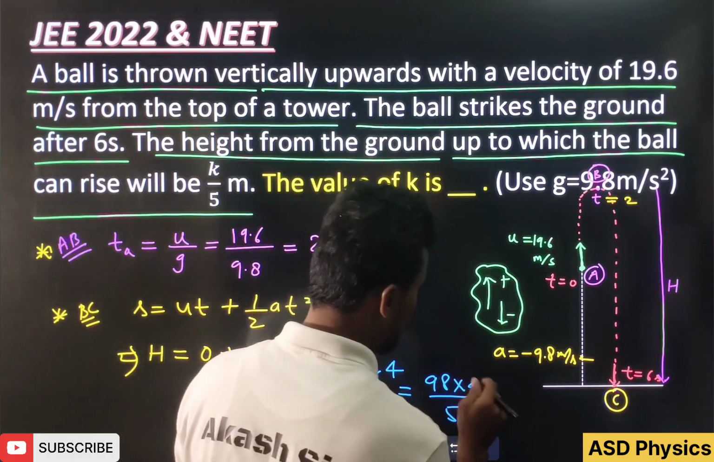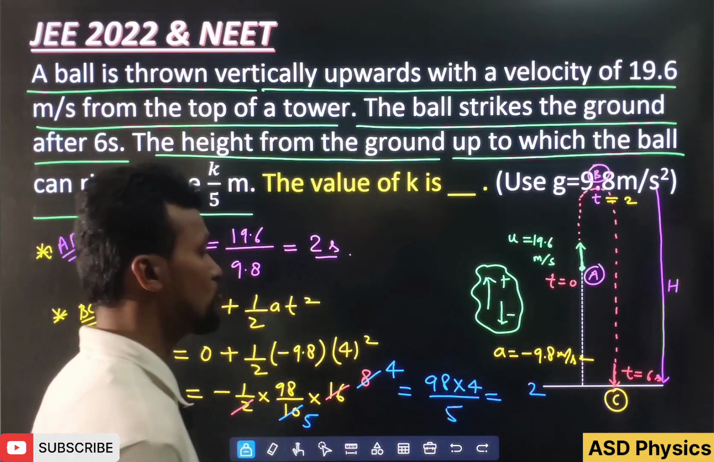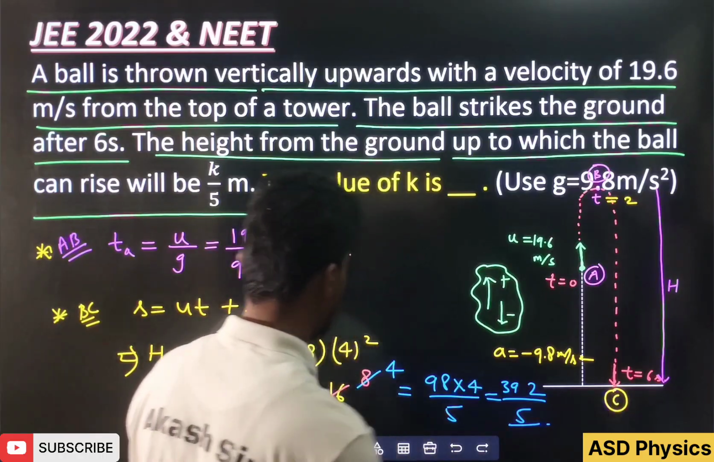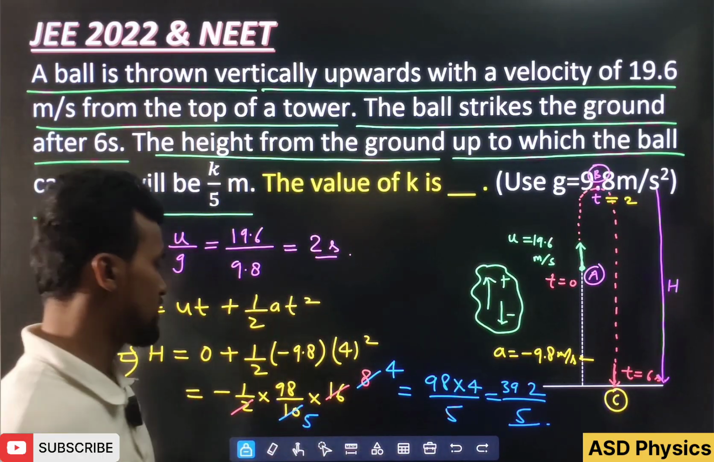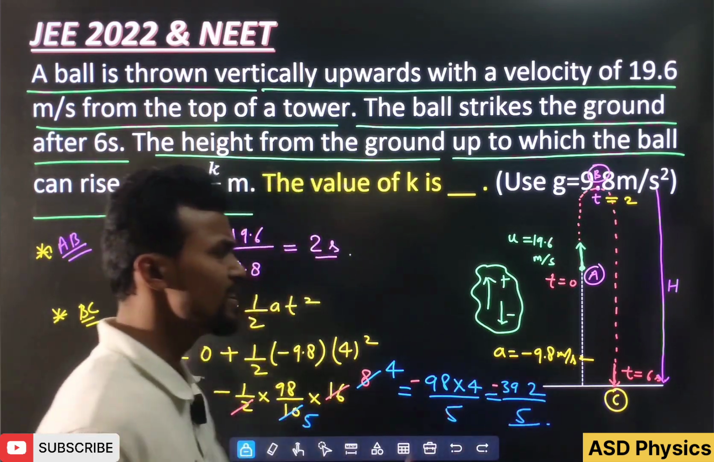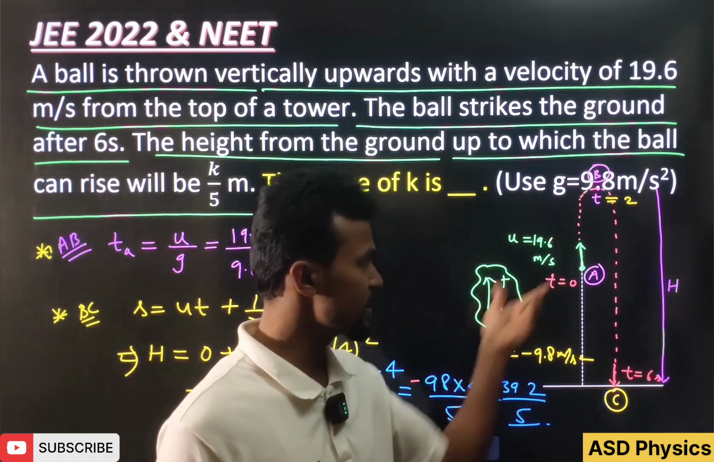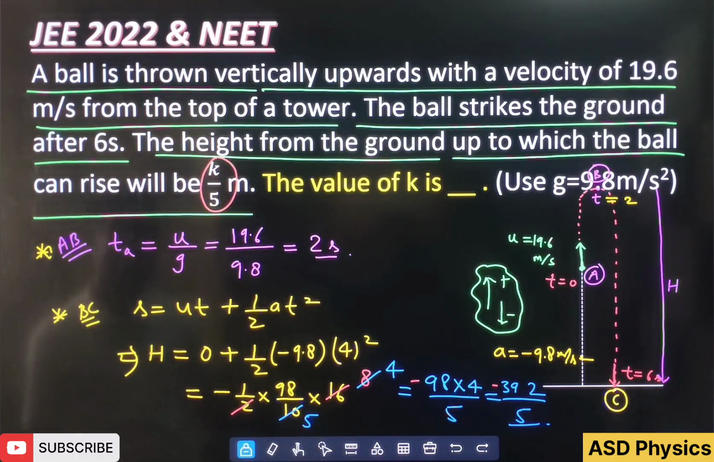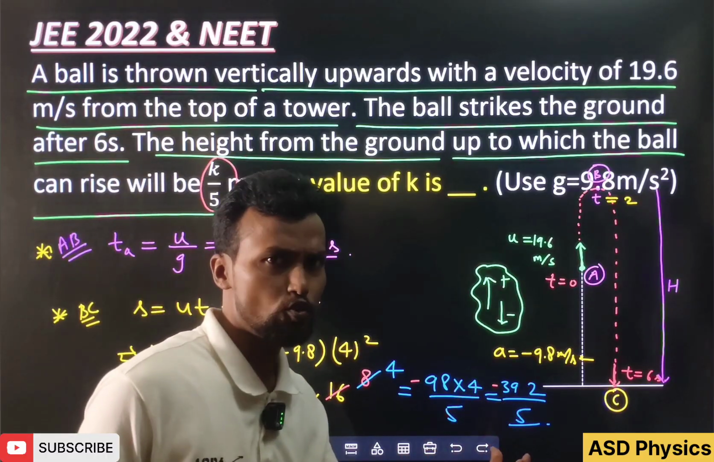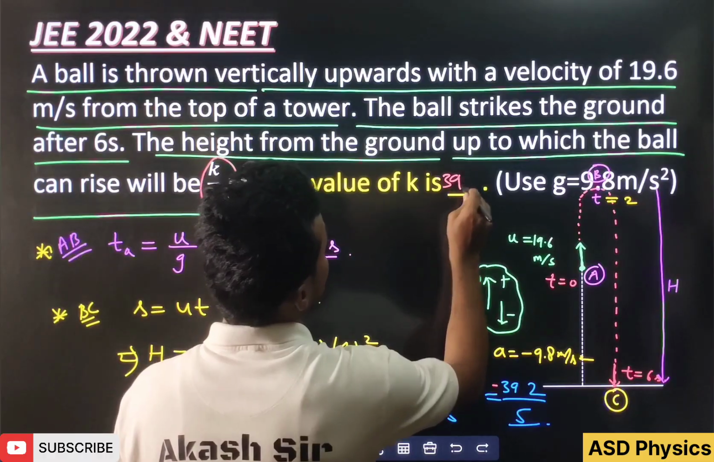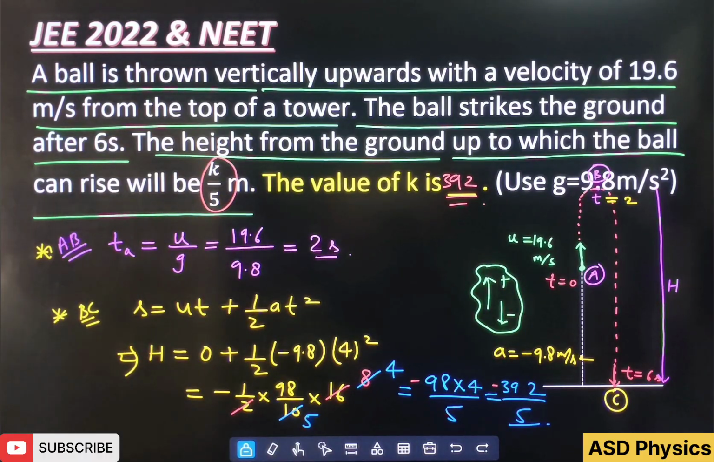Now see here, 98 into 4: 4 8 32, 2, 3, so 4 9 36 plus 3, 39. So 392 by 5. This S is coming 392 by 5, and even if I write it properly, the minus will also be there. What will the minus indicate? The minus will indicate the direction, because downward is negative, so displacement is in the downward direction. But anyhow, we have to compare with K by 5, and here 392 by 5, only the pure length we are seeing. So the K value will be 392. See how important sign convention is to solve the question. JEE 2022 question.